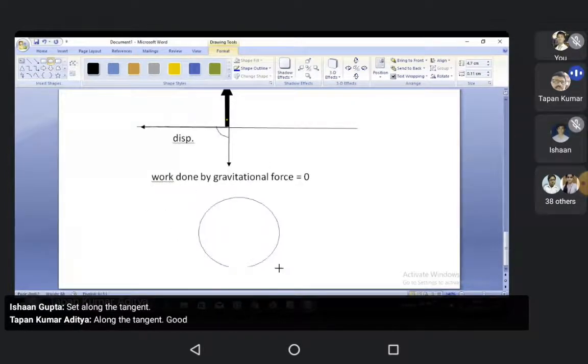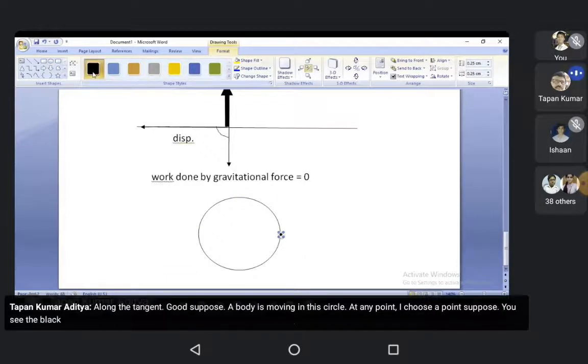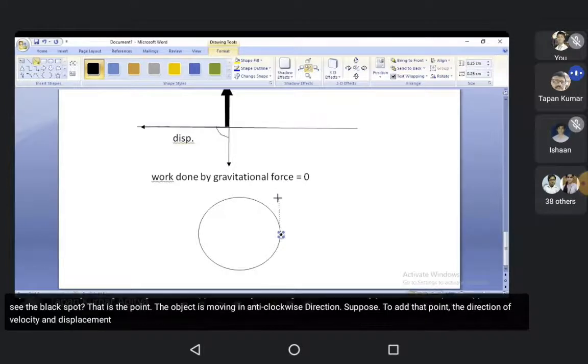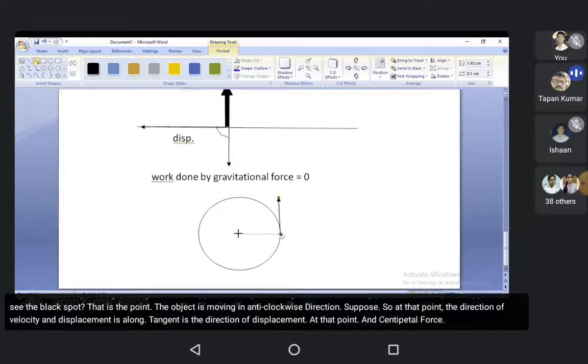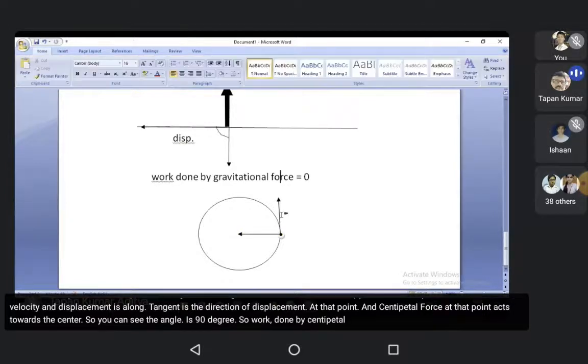Good. Suppose a body is moving in this circle. At any point, I choose a point. Suppose you see the black spot. That is the point. The object is moving in anti-clockwise direction, suppose. So at that point, the direction of velocity and displacement is along the tangent. It's the direction of displacement at that point. And centripetal force at that point acts towards the center. So you can see the angle is 90 degrees. So work done by centripetal force is 0.